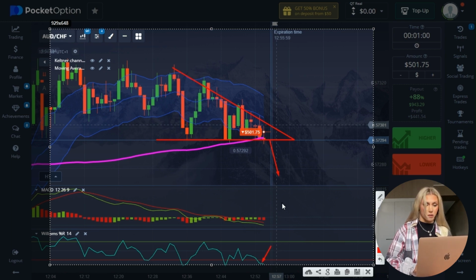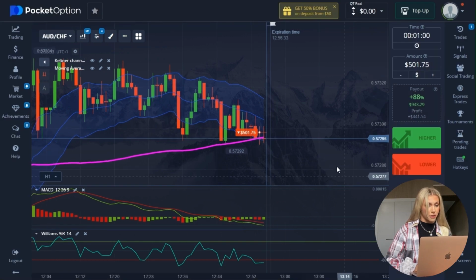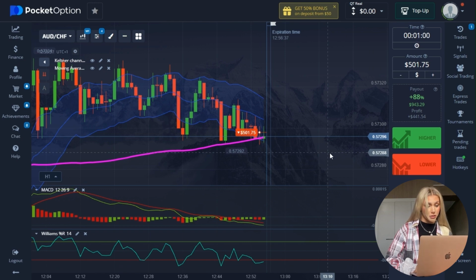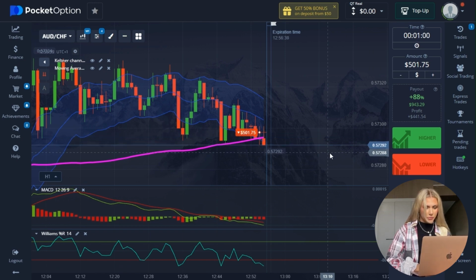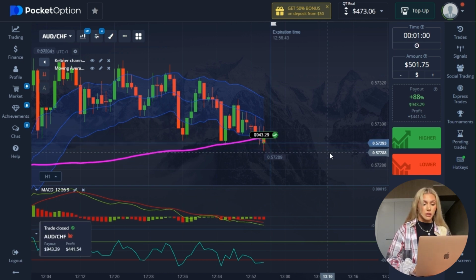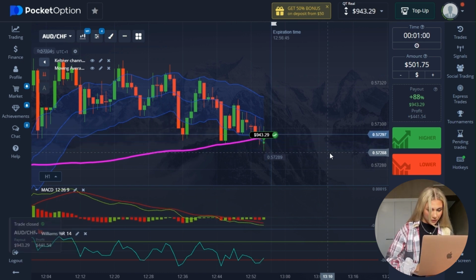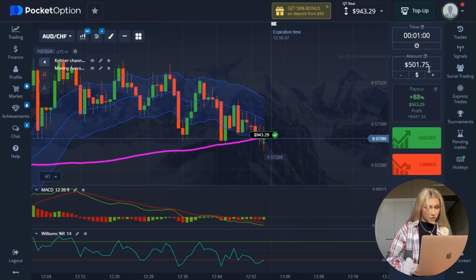Also, pay attention to the indicators. Williams is already in the transitional zone and the MACD lines are divergent, as indicated by the red columns on the histogram. Great, the chart broke the level. Strong movement hasn't occurred yet, but it will happen later. I suggest moving on to the next trade for now, increasing the investments.